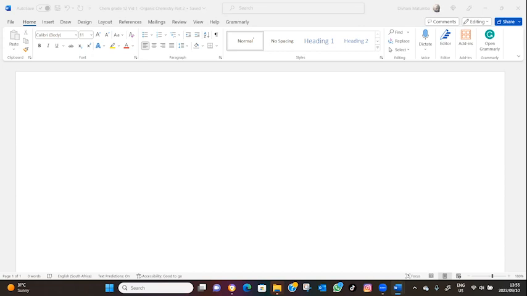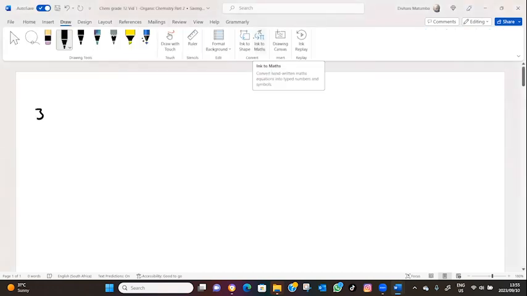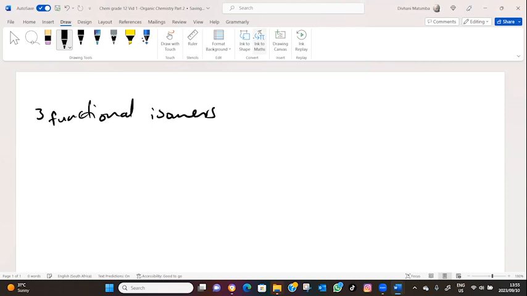We're talking about isomers, and the third isomer type that we have is functional isomers. Now, functional isomers, I'm gonna show you an example.